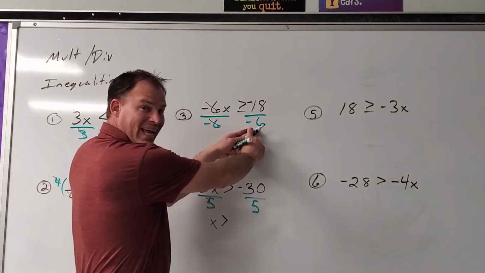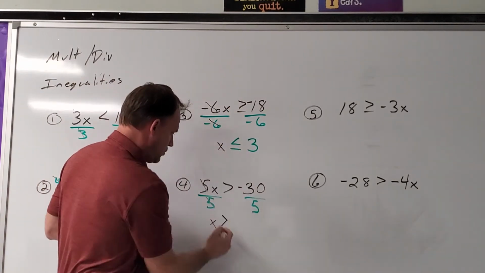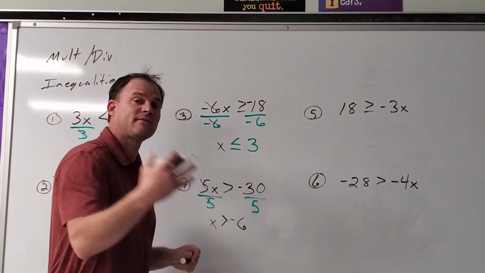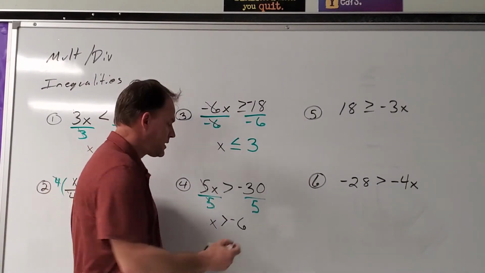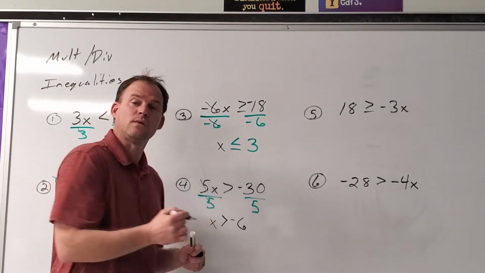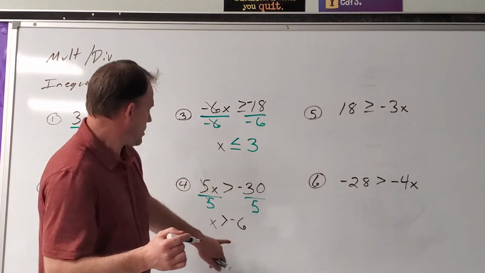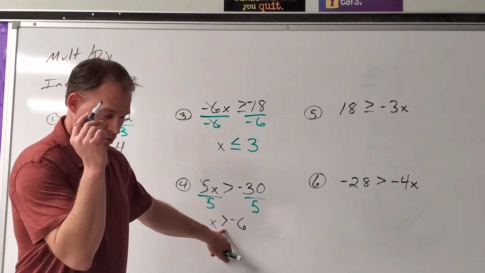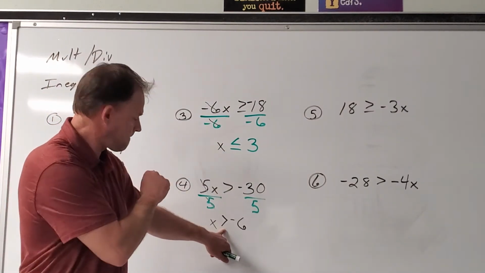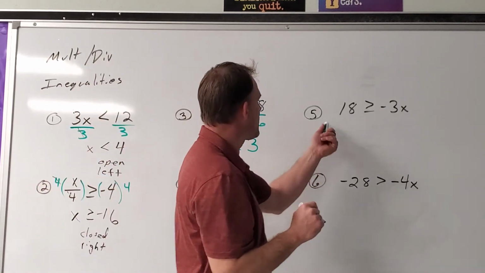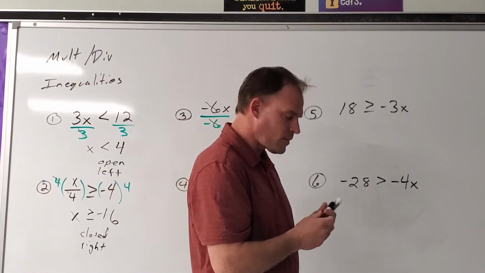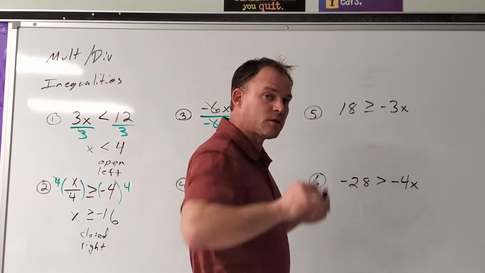Divide or multiply by a negative, change the inequality. So this comes out to be negative 6. Again, it doesn't matter what the sign of the answer is. It matters what the sign is in those two denominators. Okay? Open or closed? Open. Left or right? Right.